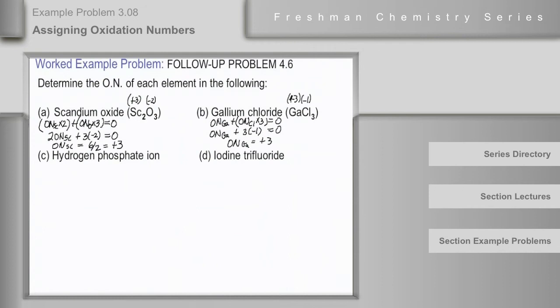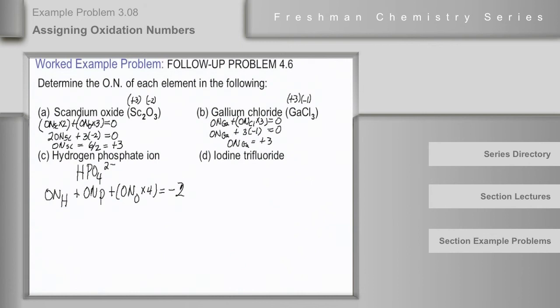If we go to the hydrogen phosphate ion, we can write down the formula of the hydrogen phosphate ion from the name. It is HPO4 2-. Since this is a polyatomic ion, the sum of the oxidation numbers of the atoms involved has to add up to the charge on the ion, which is -2. So we can say the oxidation number of hydrogen plus the oxidation number of phosphorus plus the oxidation number of oxygen times 4, there are 4 oxygens here, equal to -2.